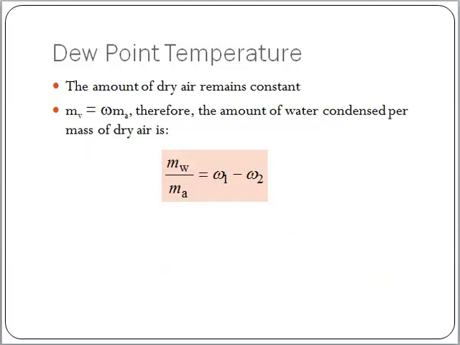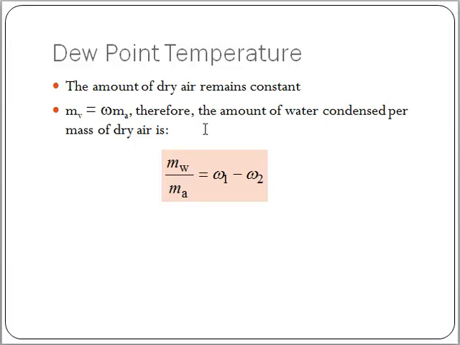The key thing is the amount of the dry air remains constant no matter what I'm doing with the liquid water, because the dry air is not condensing. So the mass that is vapor is going to be this specific humidity, mass of vapor per mass of air, times the mass of the dry air. This part is remaining constant.